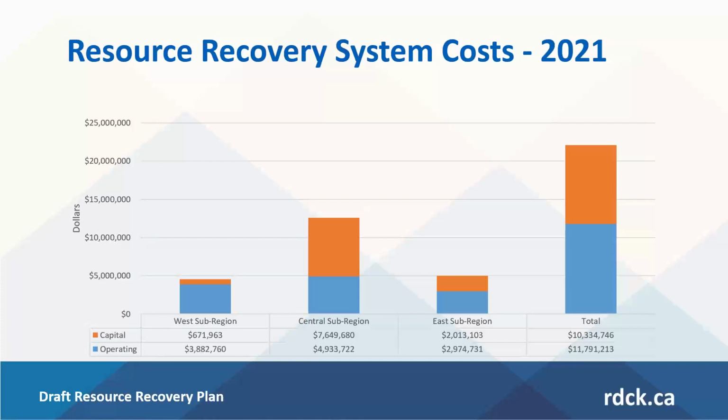Taking a snapshot of this year, we can see for each of the sub-regions, the bar charts show capital and operating. And the operating is what is important to see, because the capital could be one time, not every year, but operating is ongoing. The operating budget is near $12 million a year. So this is a rather large resource recovery system.